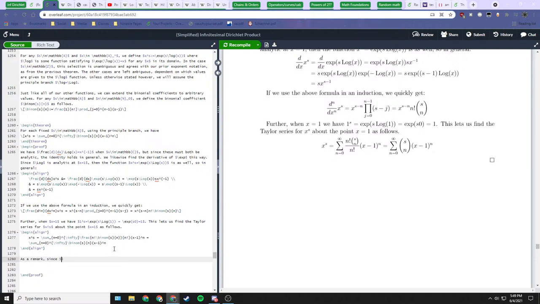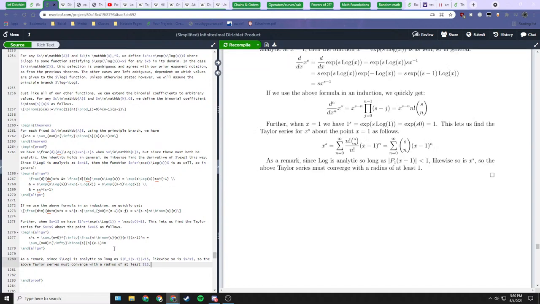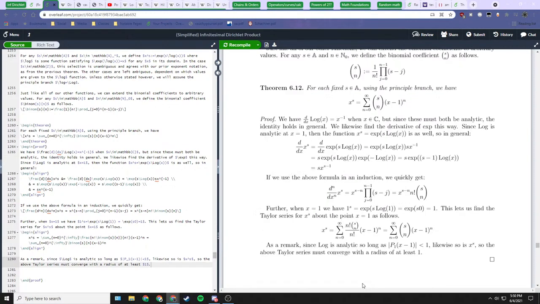We can say since log is analytic, so long as the absolute value of x minus 1 is less than 1, likewise so is x power s, so the above Taylor series must converge with a radius of at least 1. Nice. So we have the Taylor series, and we've also determined its radius of convergence, and we didn't even have to do an asymptotic analysis on these binomial coefficients, which I think is pretty nice. It was not necessary to do that analysis.